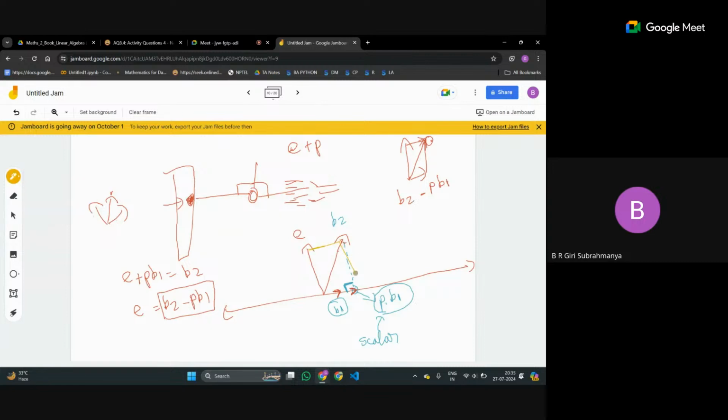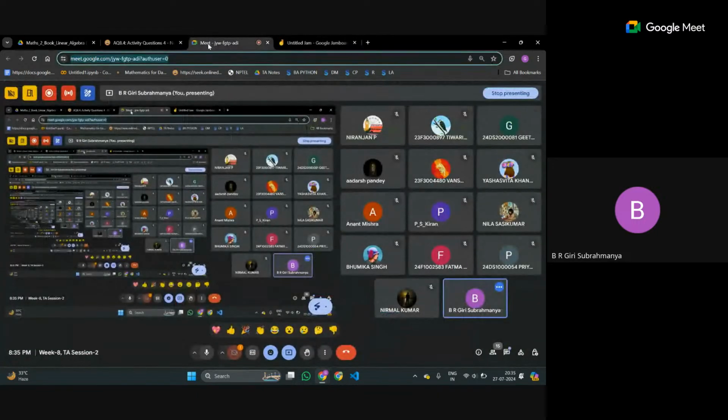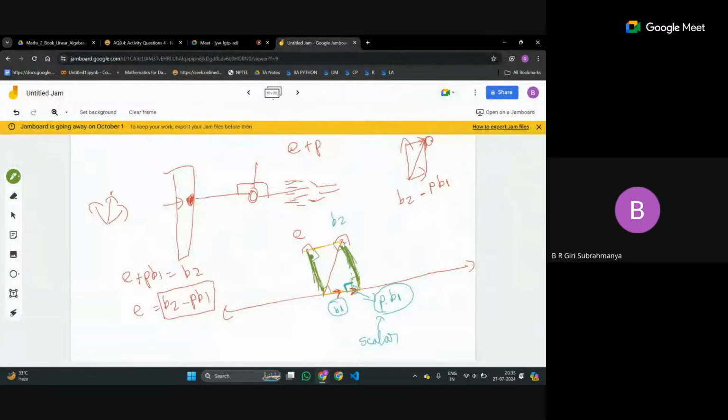Now you notice one thing. This is a parallelogram, and this is going to be 90 degrees everywhere, so this is like a rectangle. Now if this is a rectangle, then the length of this is going to be equal to the length of this. Till now, is everything clear? The length of this is going to be the same as the length of this one, because this is 90 degrees.